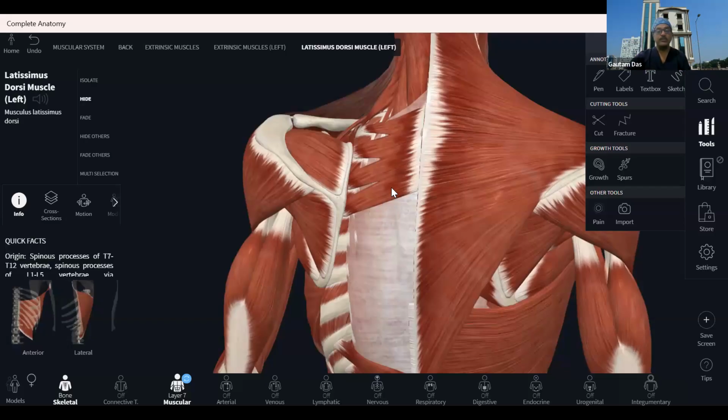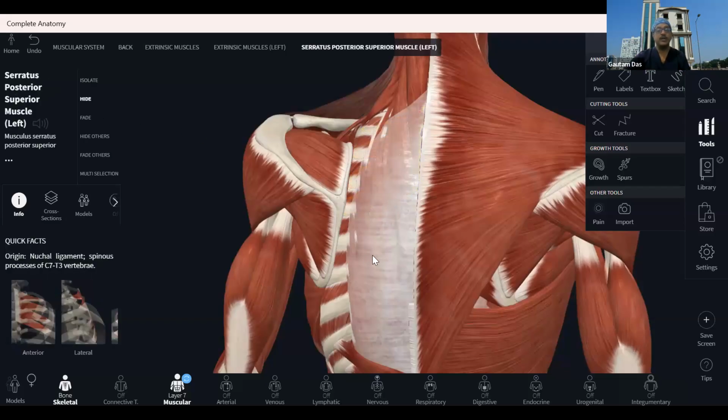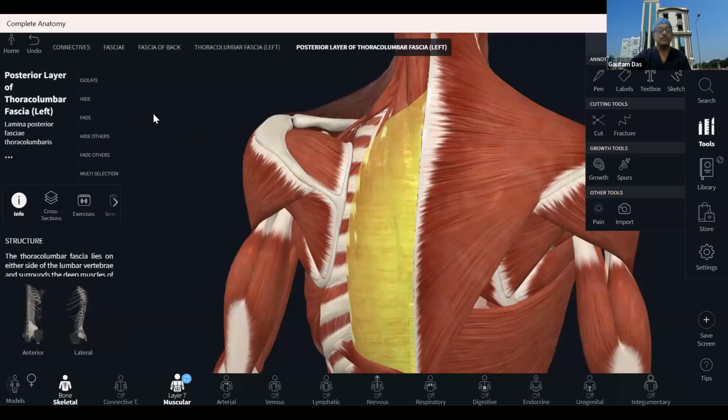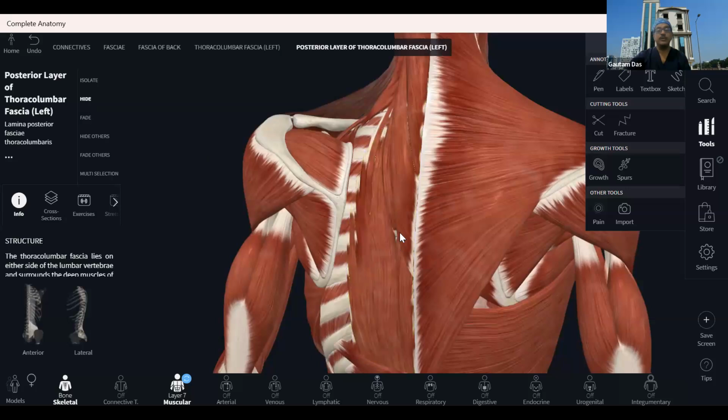Okay, so now if I remove this, we have the posterior layer of the thoracolumbar fascia. If you remove the posterior layer of the thoracolumbar fascia, then comes the erector spinae group of muscles. The muscle which lies over the transverse process is your longissimus. Medial to that is the spinalis, and below spinalis is multifidus. Lateral to that is your iliocostalis. These are the erector spinae group of muscles.